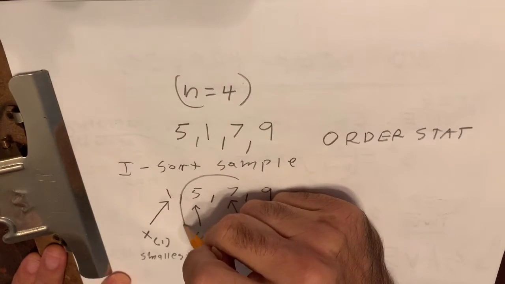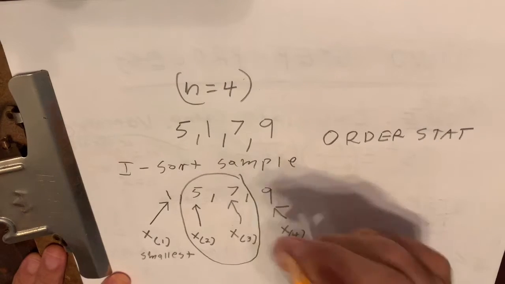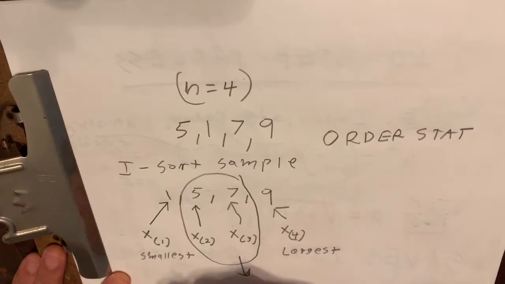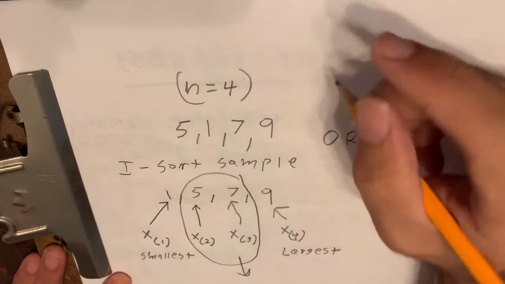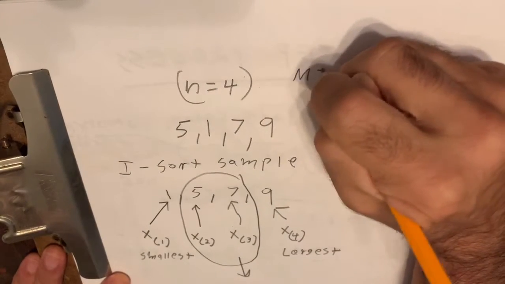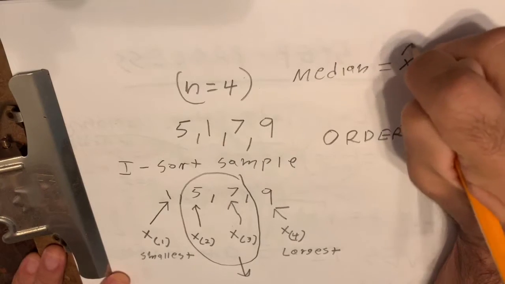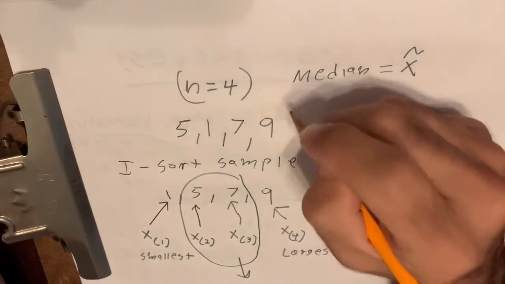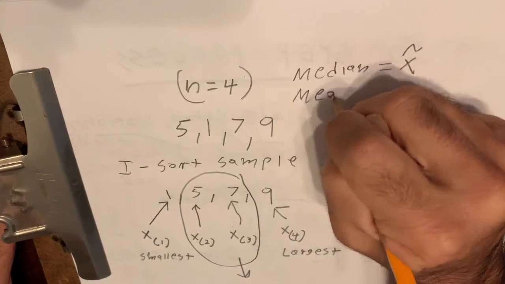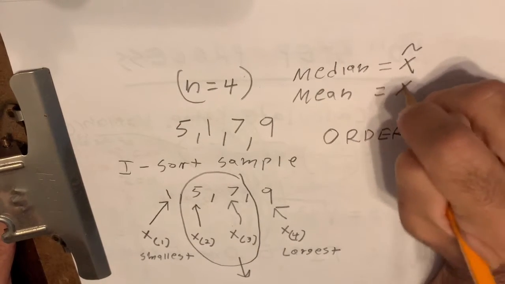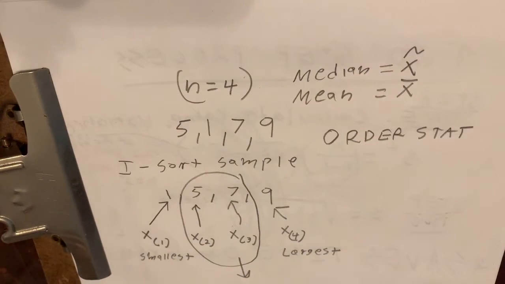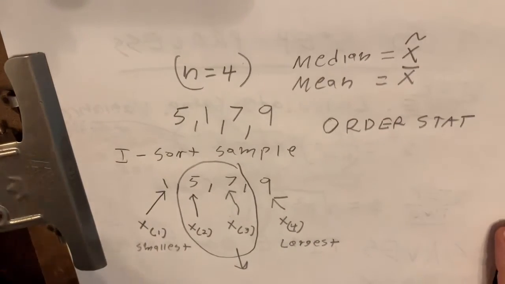And I want you to notice that the median, now there's a symbol for the median. And the symbol is X with a tilde above it. And there's a symbol for the mean, which is X with a bar over it. So these are standard statistical symbols that you should know.